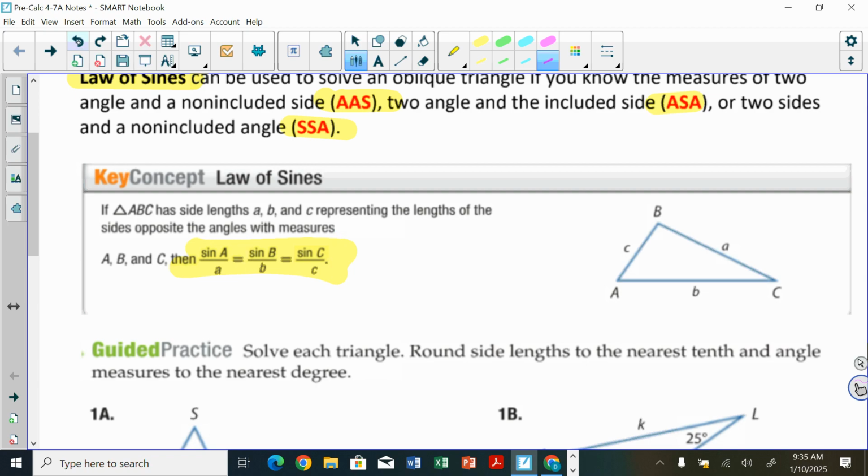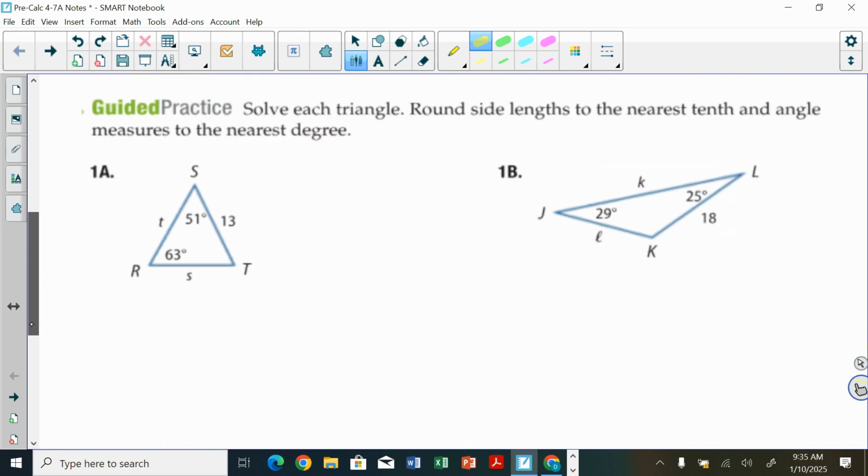Again, just want to point out a couple of reminders: our angle is a capital letter, and the side opposite that angle is the corresponding side, lowercase b. So big B, little b, capital C, lowercase c are opposite of those. Okay, so let's get into it. Let's solve each triangle. Solving, remember, means we're going to have to find all sides and all angles here.